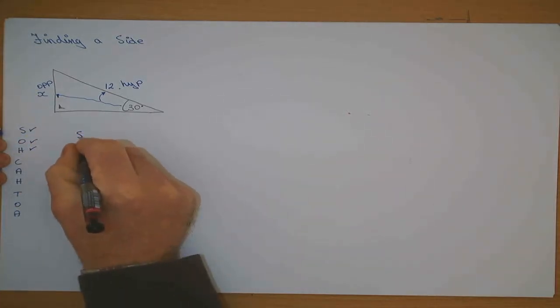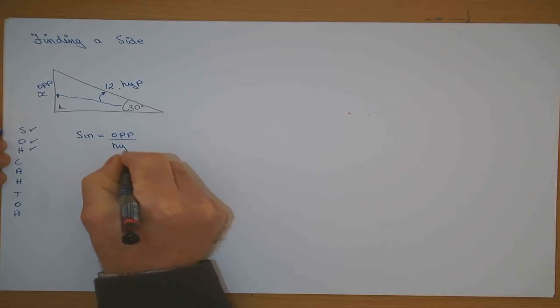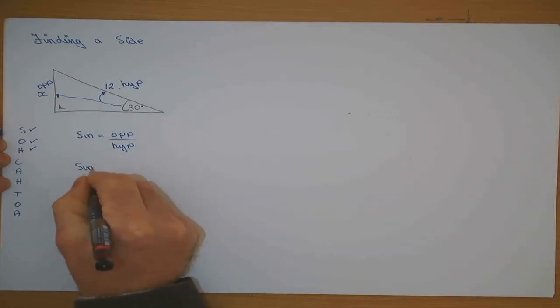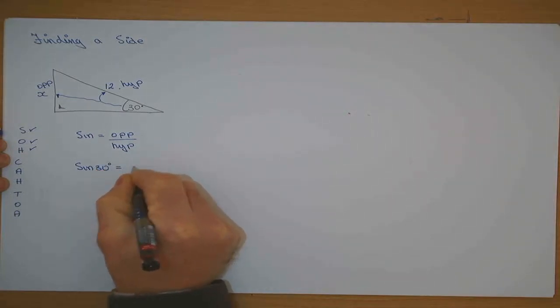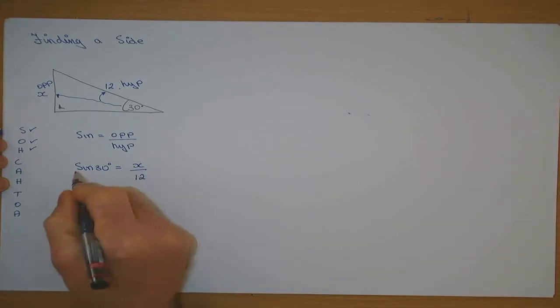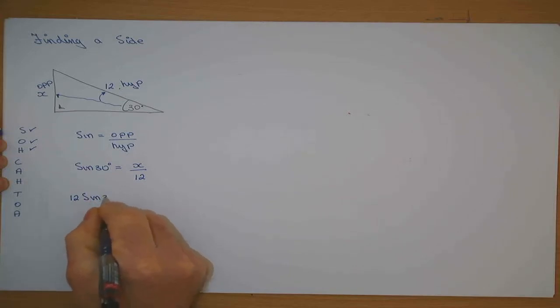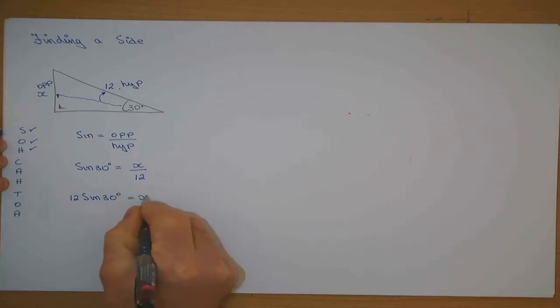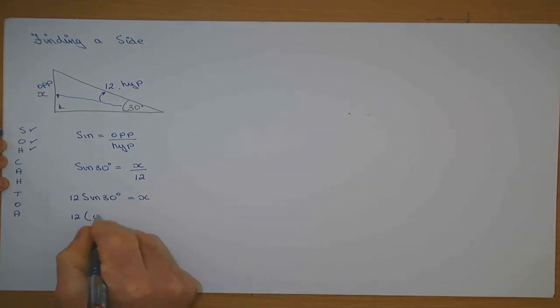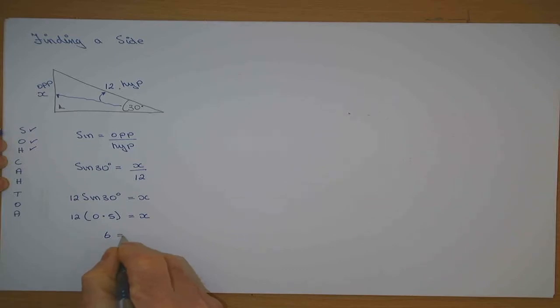I write down that the sine is equal to the opposite divided by the hypotenuse. The sine of 30 degrees is equal to x divided by 12. 12 is a divisor, what will it become? 12 times the sine of 30 degrees is equal to x. 12 times the sine of 30 degrees on your calculator is 0.5. And 12 times 0.5 is 6. So that side would be 6.